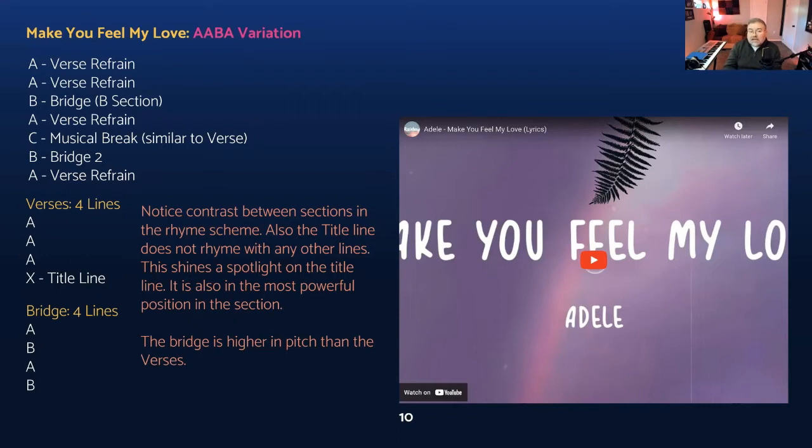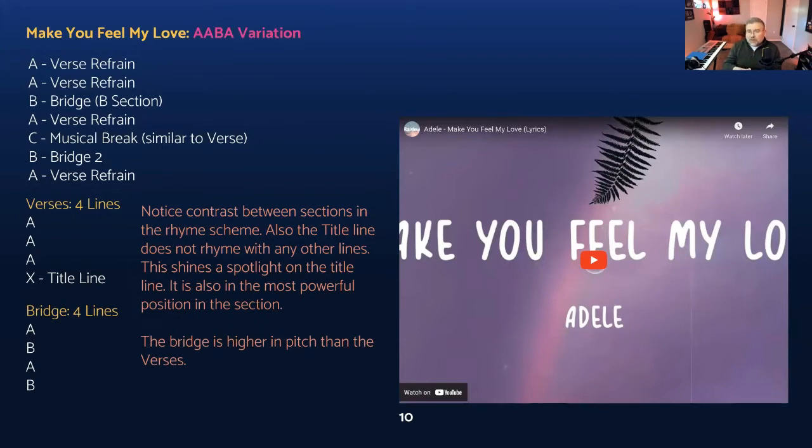The second most powerful is the first line, because you remember the first thing you hear and you remember the last thing you hear most of the time, psychologically. So if someone said a list of things, usually you remember the first thing and the last thing. So again, that shines that light on that title.